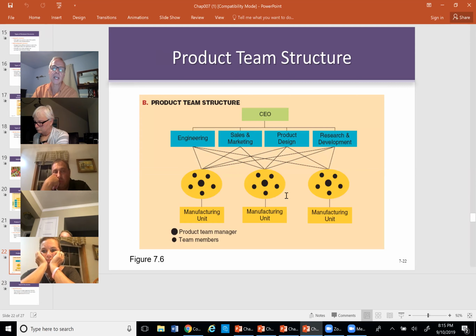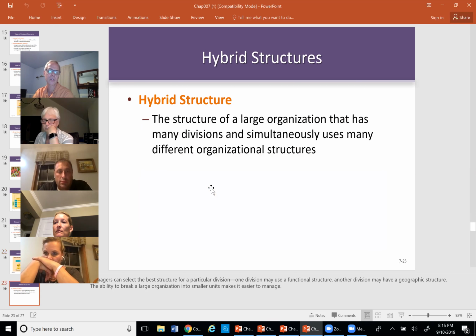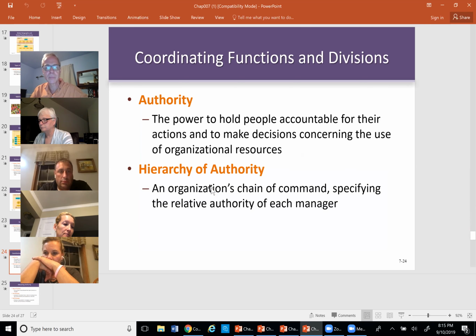This is an example of how we can take people from different functional departments and put them in different locations. These are manufacturing units, but we can do the reverse of a matrix, pull them out of here and have them work on sites to work on specific products. And then we can make a hybrid organization, which basically says we can do what we want because we think it's the best way to go.